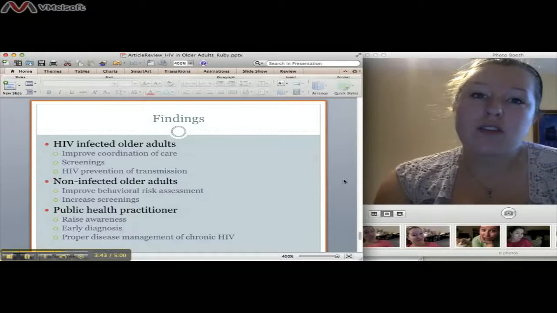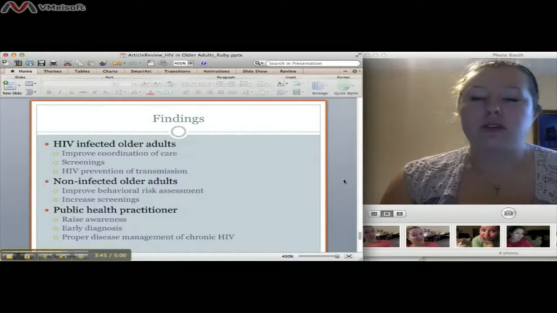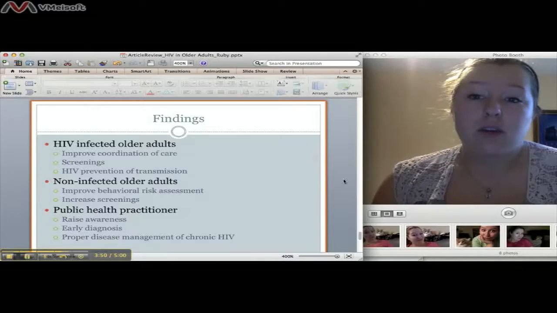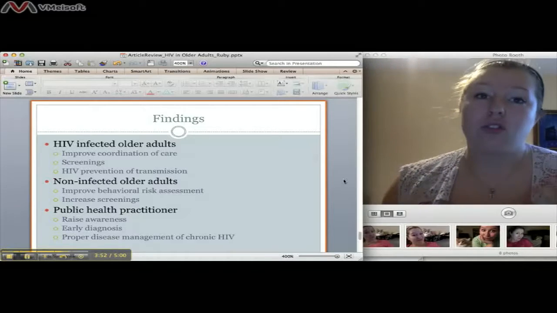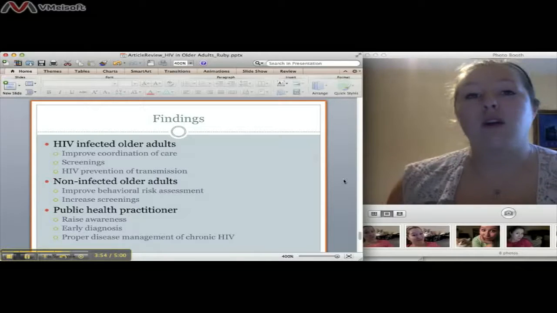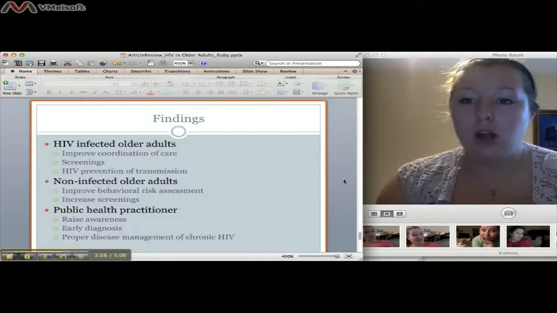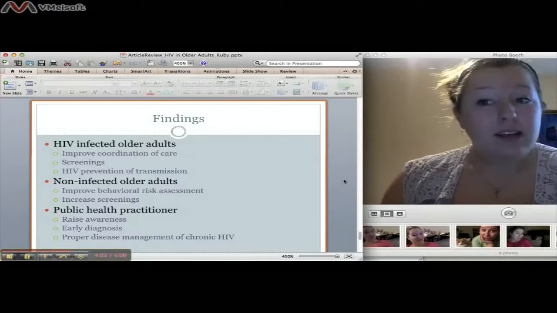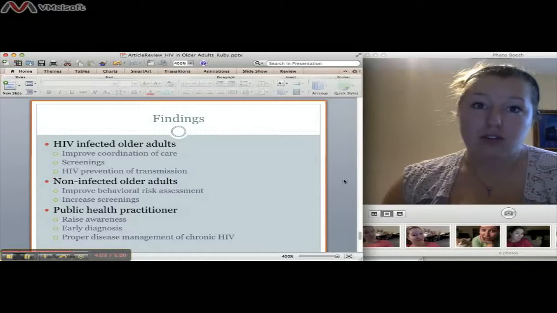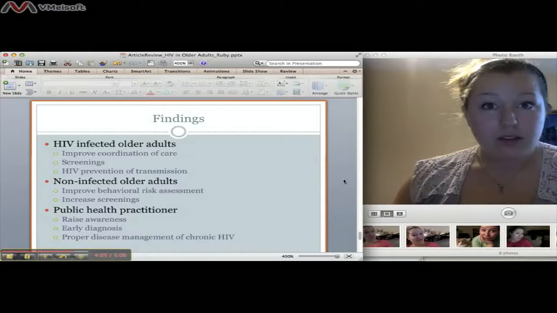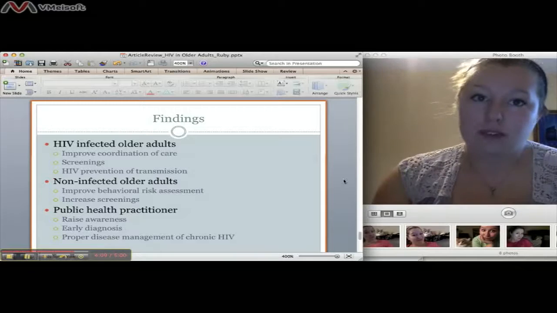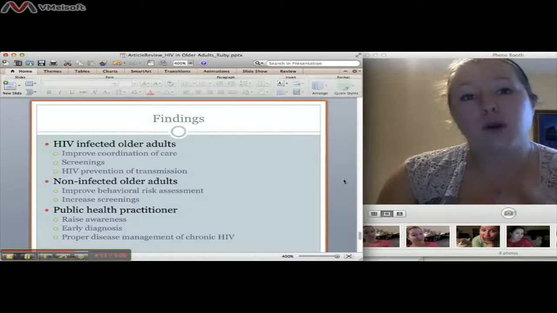For the HIV-infected older adults, they were basically trying to improve the coordination of care, the screenings, and the prevention of HIV transmission, because you want to make sure that those who are infected aren't transmitting it to other people. For the non-infected older adults, you need to be more aware of your risk assessment and also increase your screenings, to make sure that if you are having unprotected sex or having sex with multiple partners and things like that, you are being safe and you're aware of your own personal health.